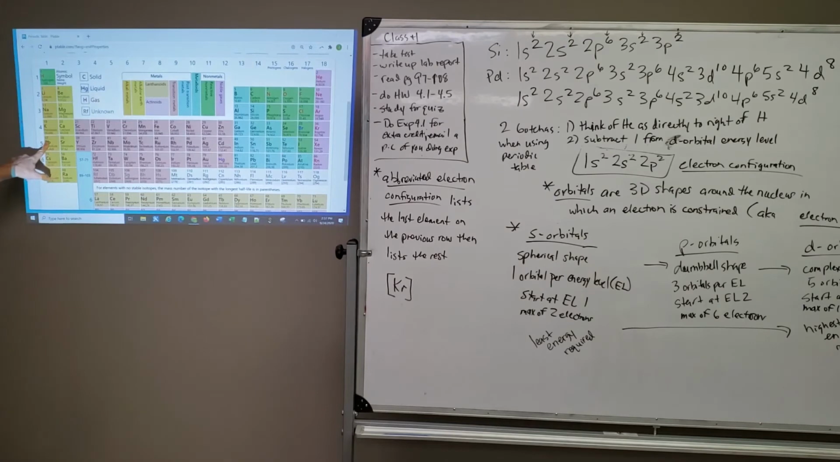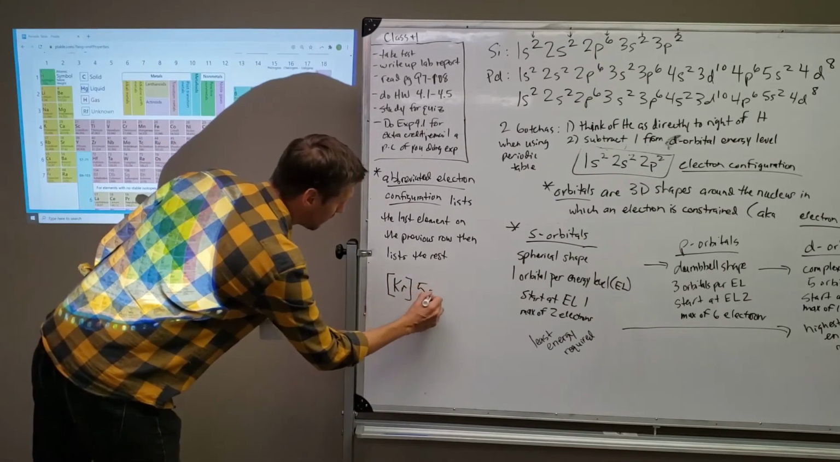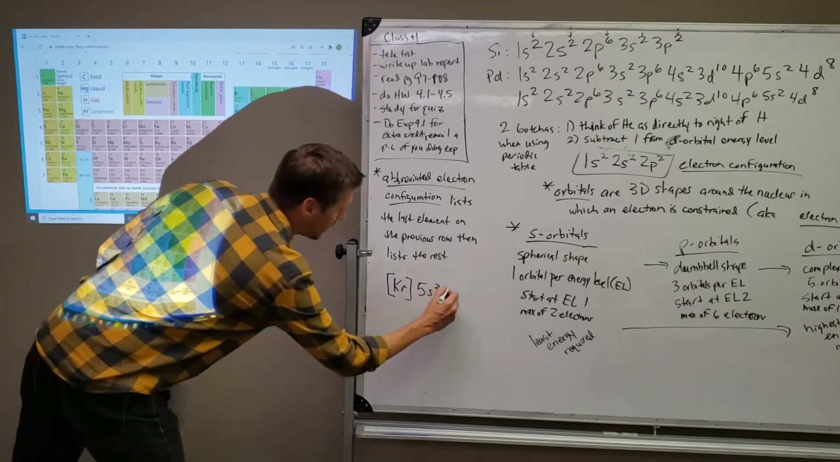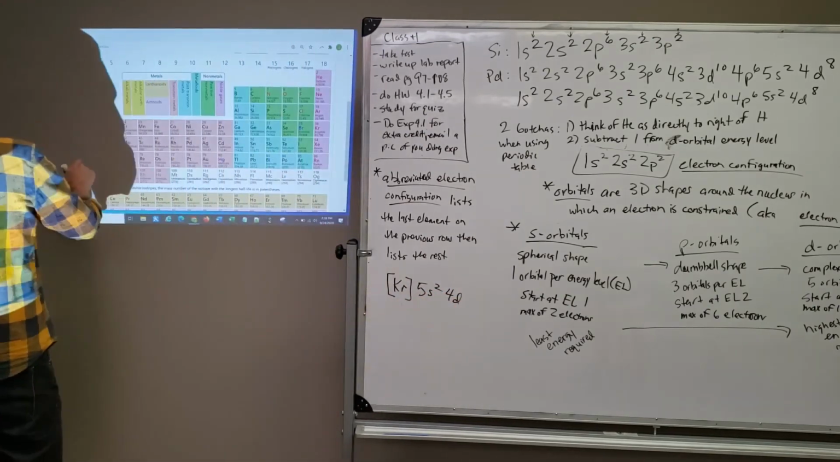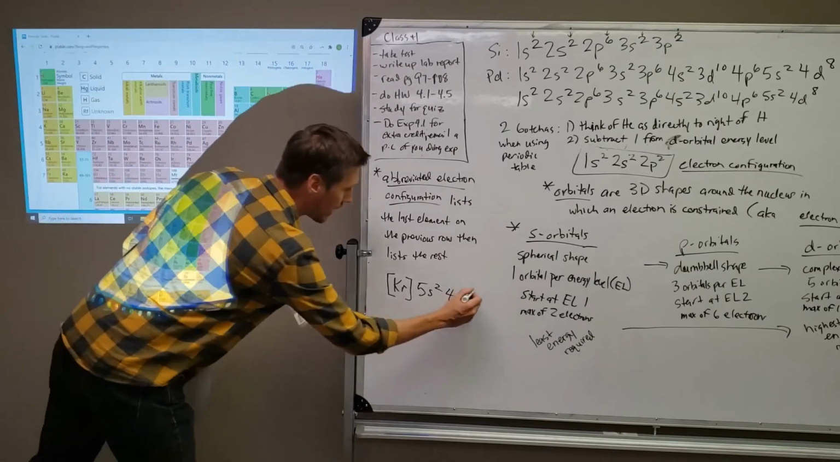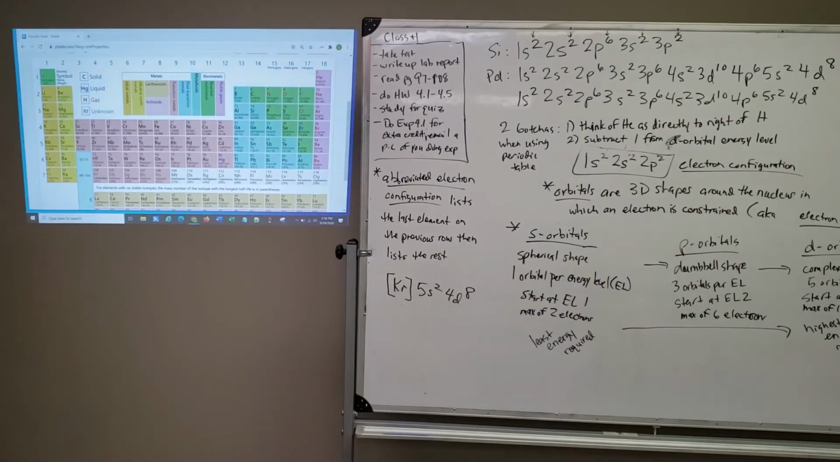So here, I'm in the 5s orbital. 5s, it's full. 5s2. And then from there, I hit the 4d orbital. 4d. And I count over just like we did before. I count over 8. 1, 2, 3, 4, 5, 6, 7, 8. And I hit palladium. So that would be the abbreviated electron configuration for palladium.